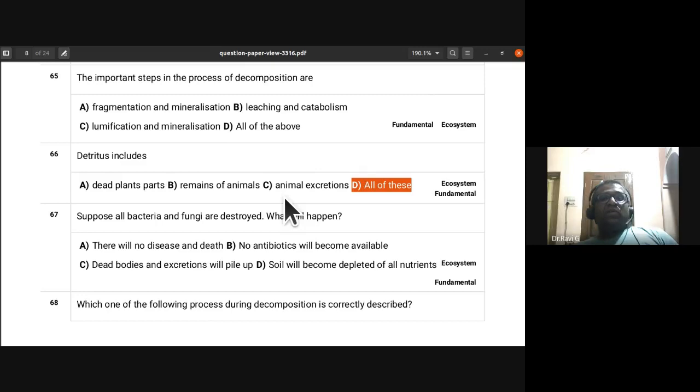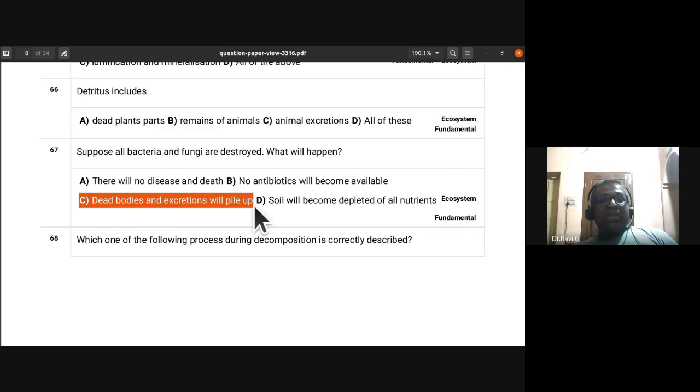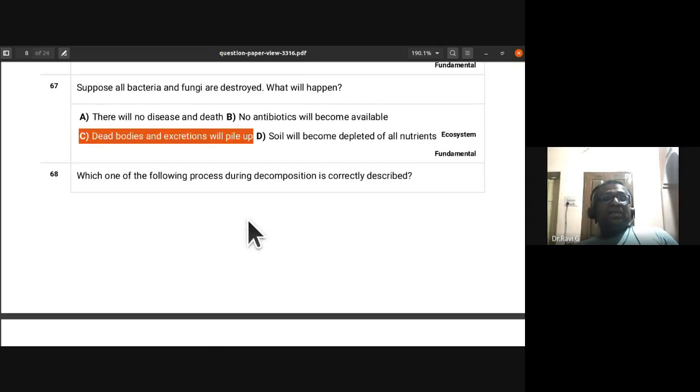67th, suppose all bacteria and fungi are destroyed, what will happen? There will be no disease and death, no antibiotics will become available, dead bodies and excretions will pile up, soil will become depleted of all nutrients. So C is the right answer. If all bacteria and fungi are destroyed, dead bodies and excretions will pile up. There is no decomposition. That is what we are talking about.